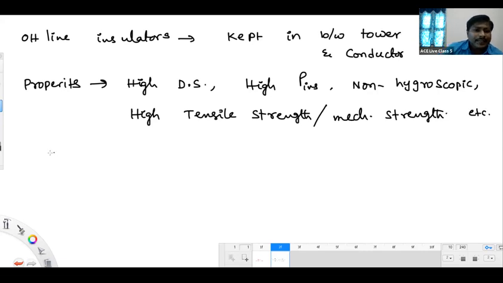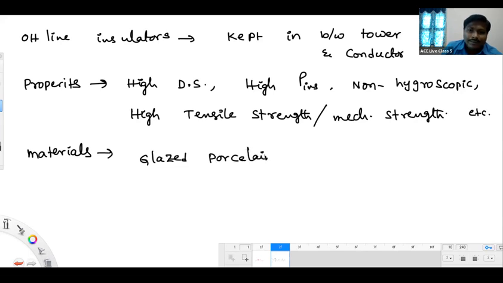Sufficient. Okay, next one, materials. What are the materials we are using for overhead line insulators? Porcelain is the most famous material we are using now: glazed porcelain. Next one, glass with high mechanical strength, which we can say is toughened glass.